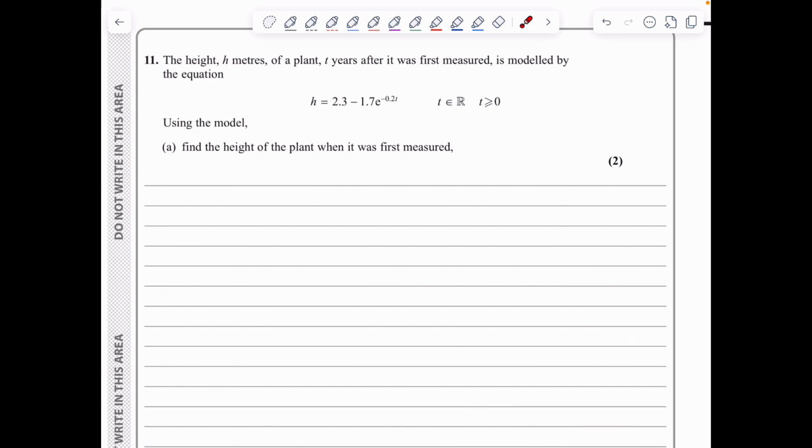In question 11, we are told that the height h meters of a plant t years after being first measured is modeled through this equation here, and we need to use the model to find the height of the plant when it was first measured.